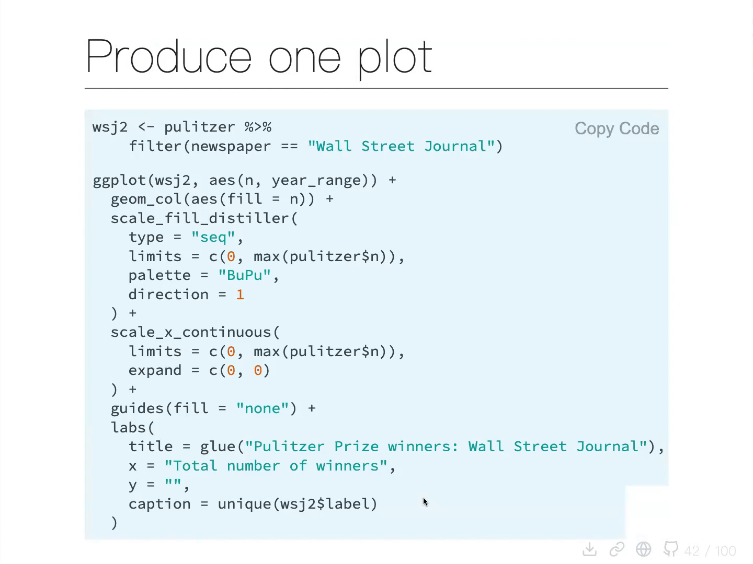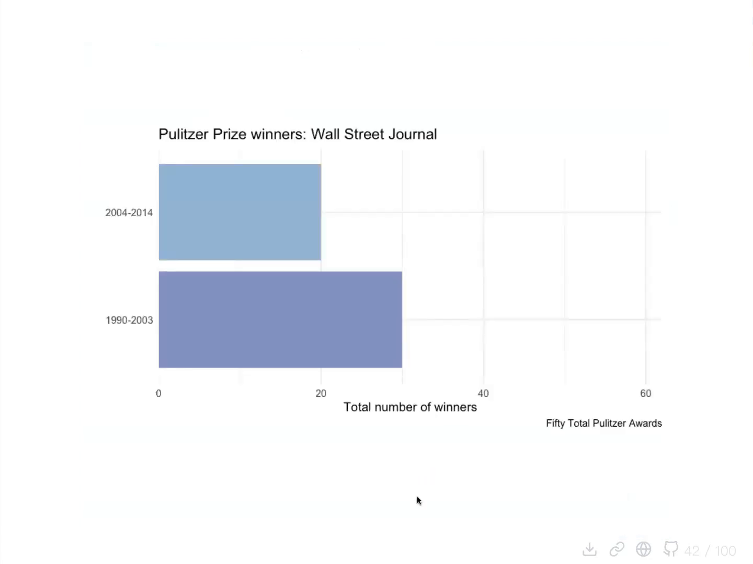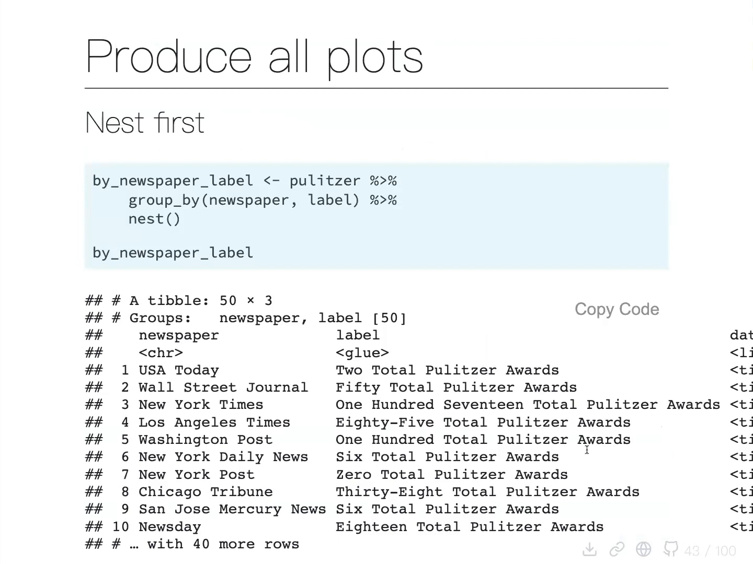All right. So here it is. We have Pulitzer Prize winners, Wall Street Journal, total number of winners, and then 50 total Pulitzer awards right there. Okay. All right. Now we're going to produce all plots. Okay. So we have Pulitzer. We're going to group by newspaper and label. Okay. And then I'm going to nest. So now we have newspaper and label and then all our data.